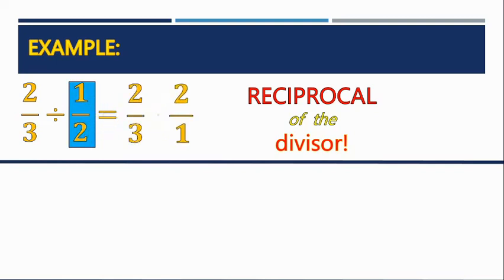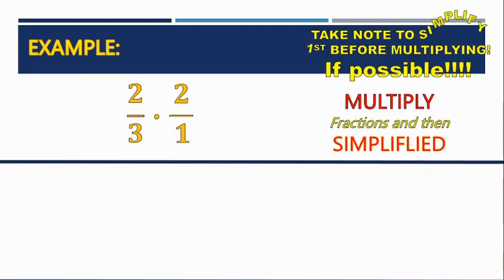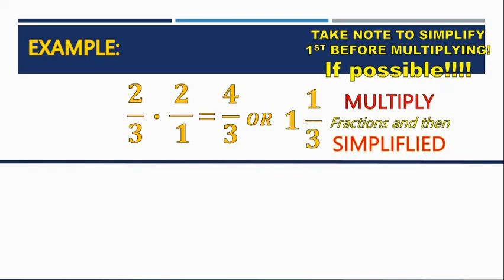So, now, let's multiply the fractions. Or, you may simplify first before multiplying. Again, it's up to you to decide, but I suggest simplifying first before multiplying. So now, since we cannot simplify anything, let's just multiply. 2 times 2 will give us 4, and 3 times 1 will give us 3. Or, convert it to a mixed fraction since it's an improper fraction. So that would be 1 and 1/3.